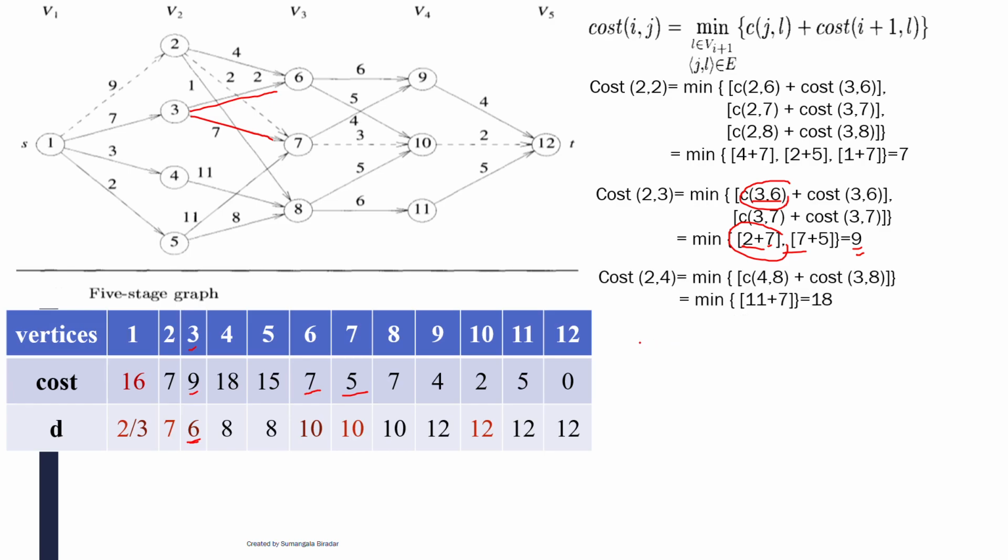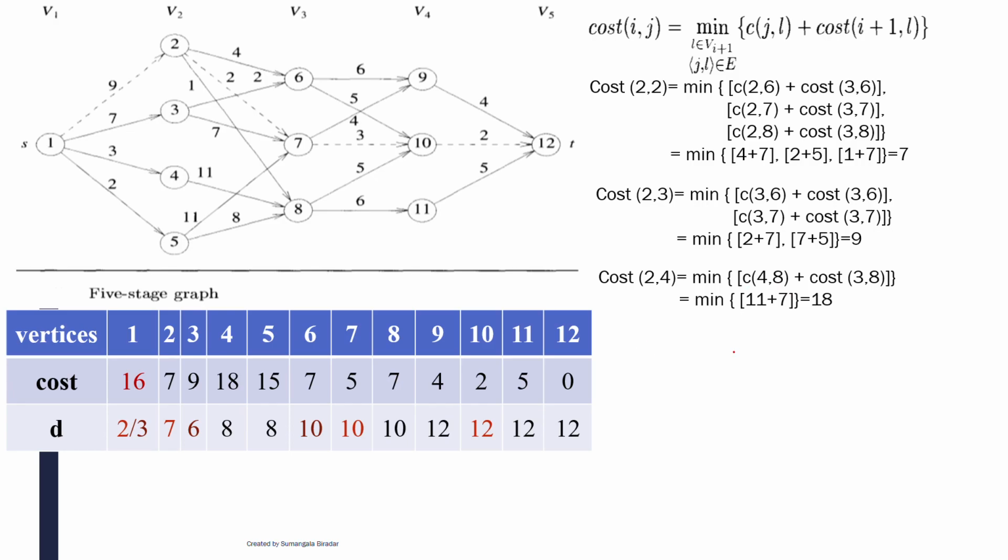Next you have to consider 2, 4. For 4 only one adjacent vertex is there. It is 8. The 4 to 8 edge cost is 11, and in the cost table for 8 it is 7. 11 plus 7 is 18. Only one option is there, and that's why the cost value for 4 is 18, and the vertex you have to consider is 8. That one you have to update now.